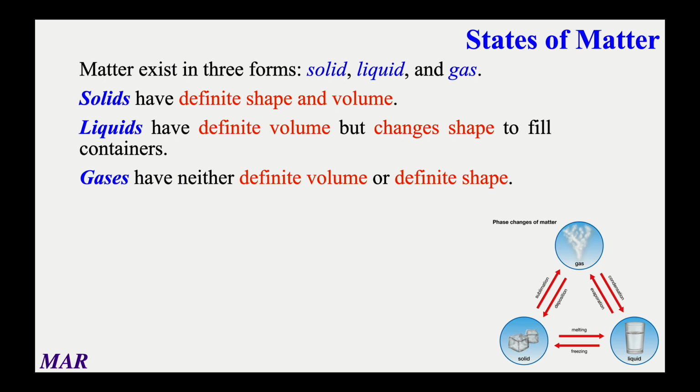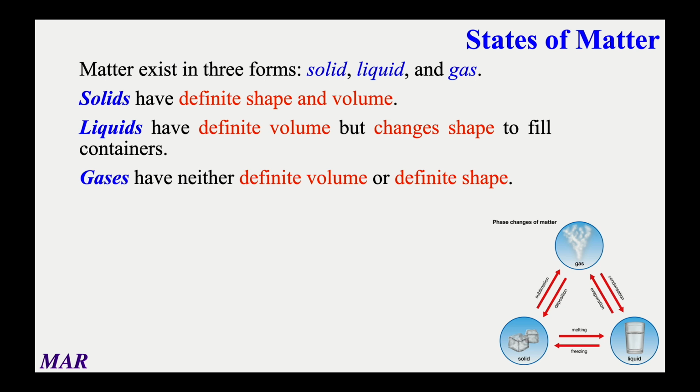Now, liquids have definite volume. So 30 milliliters, for example, of water is 30 milliliters. But if you have that 30 milliliters in a glass or as a pool on your kitchen table, it's still going to be 30 milliliters, but the shape is definitely going to change. In the glass, it would be more compact, and on the tabletop, it would be kind of flat. So liquids will change their shape as they change their containers.